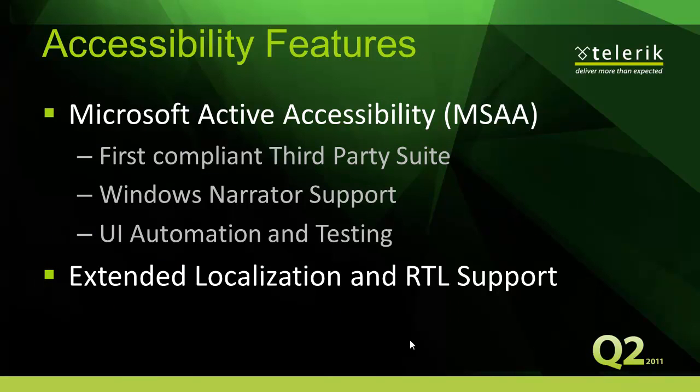The other big deal that we introduced in Q1 and we continue to improve support on in Q2 is the Microsoft Active Accessibility guidelines or standards. We are the first compliant third-party suite out there. We have support for Windows Narrator and UI automation and testing. I know Robert did a great job of demoing this on the last webinar. So if you need more information about this, please go look at the recorded webinar and get the sample code from that.